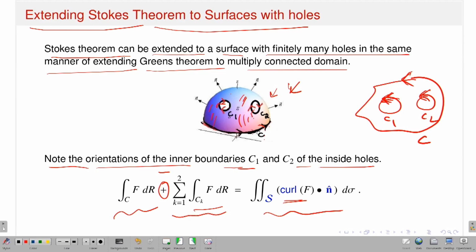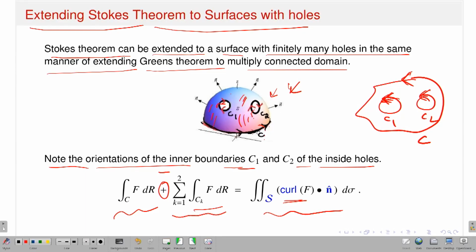Since C1 and C2 are in the clockwise direction, the minus sign from Green's theorem in two dimensions, where the inner curves were anticlockwise or counterclockwise, is no longer there. This time I have the positive orientation of my inner boundaries C1 and C2, which is the clockwise direction. That is why the minus sign in the earlier statement is replaced by a plus sign.